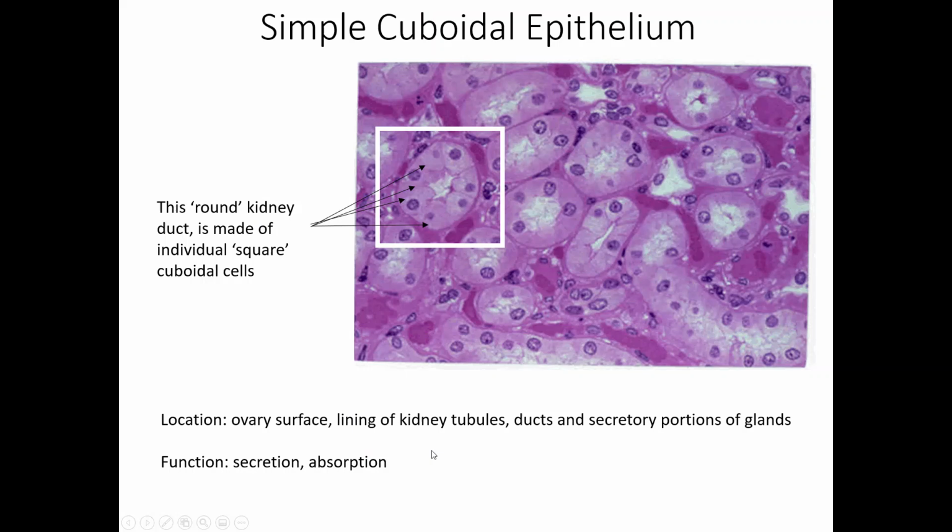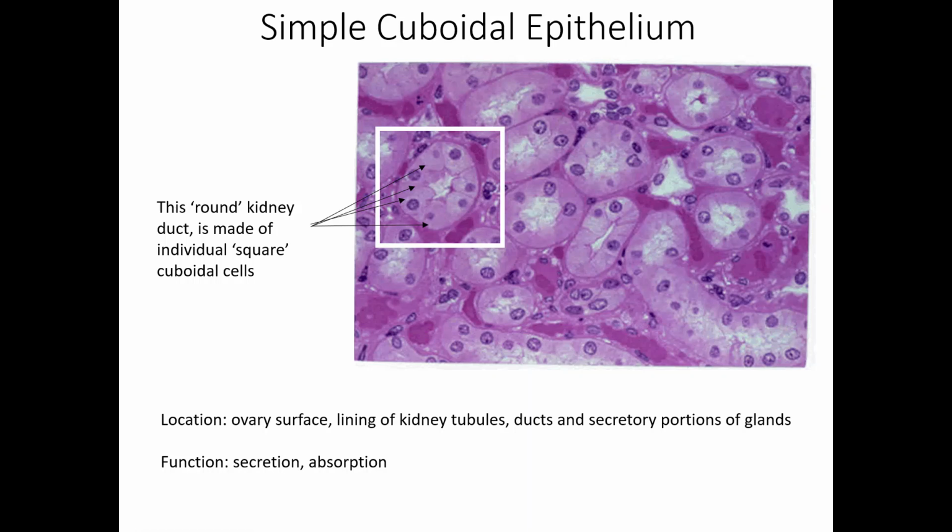All right, simple cuboidal, still have one layer, but now we have those boxes, those cubes. And if you look at this too quickly, you say, oh, these aren't cubes, these are circles. Well, yes, they are circles, but each of these giant circles is a kidney duct, okay? And then each of these kidney ducts individually is made of cuboidal cells. So because they're arranged in a circle, they aren't perfect boxes anymore, but they are not columns, definitely, and they are not flat like a squamous cell.